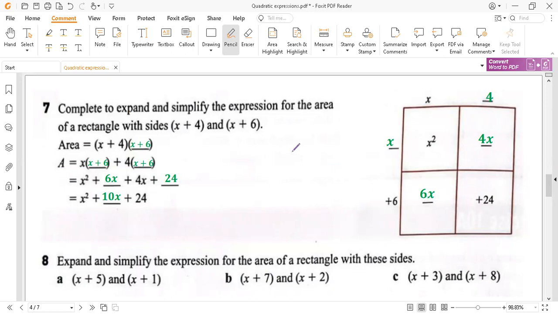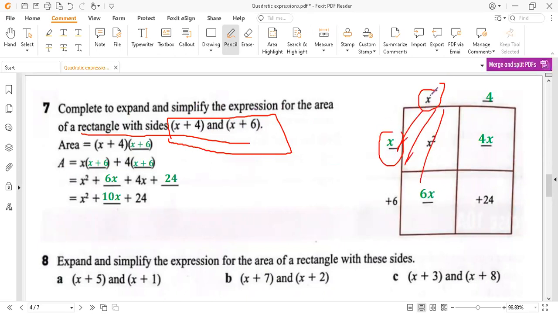Sometimes we can expand and simplify expressions using a diagram. Which diagram? For example, we have a rectangle with sides x plus 4 and x plus 6. We can divide it into 4 small rectangles, not squares, like we see here. The only square that we have is the first one, this one, because all its sides are of the same length. So we split it into 4 rectangles.